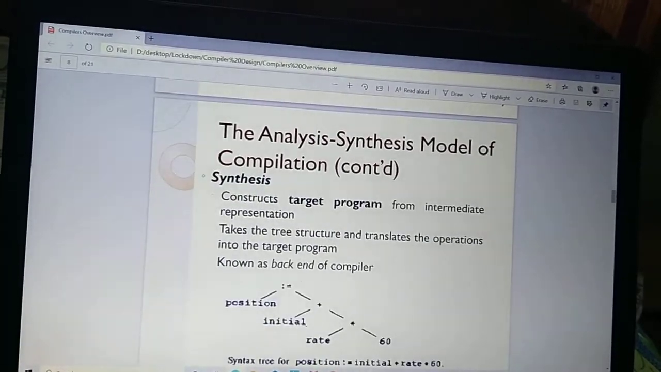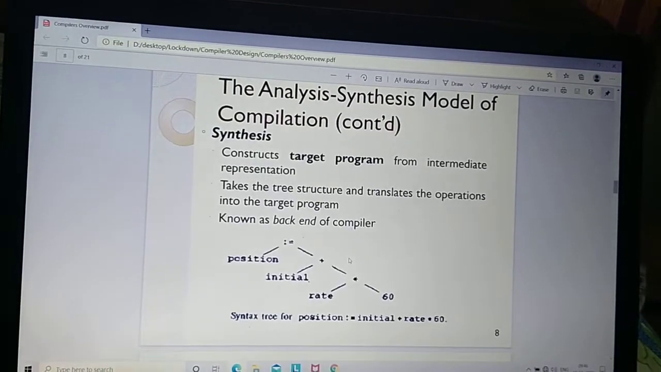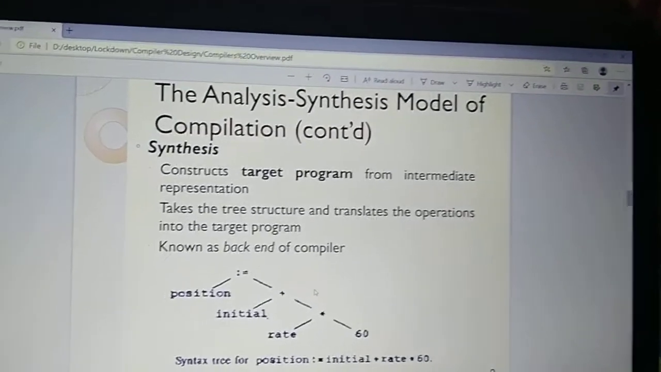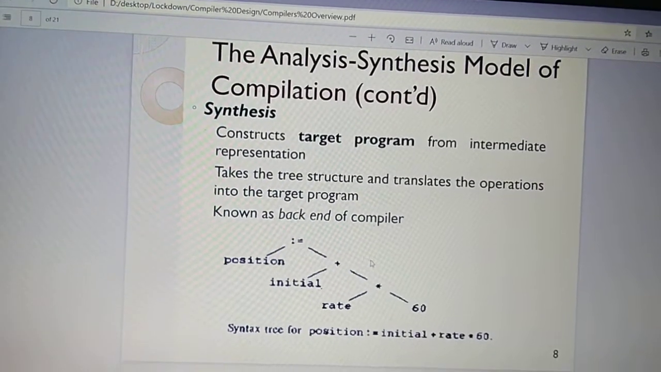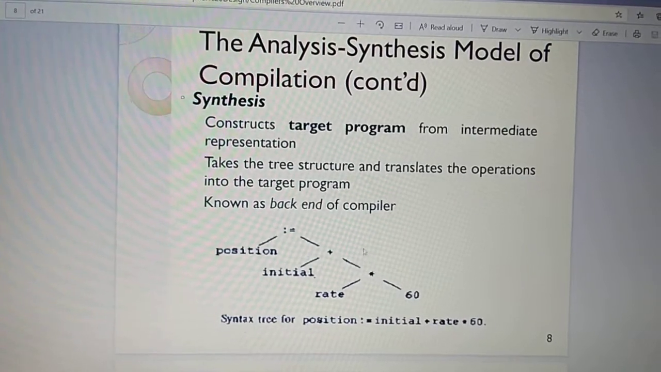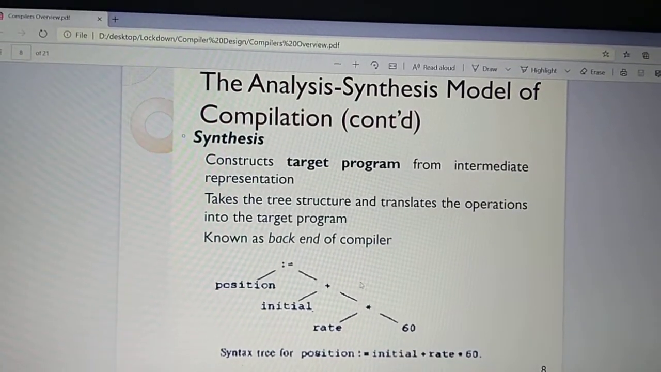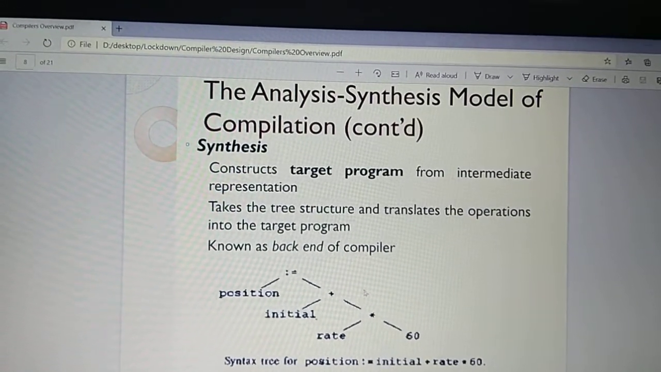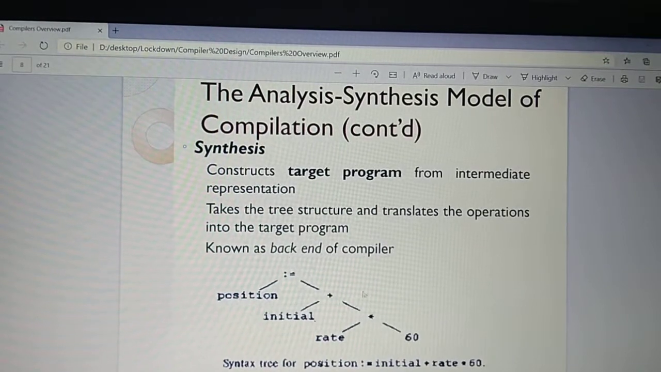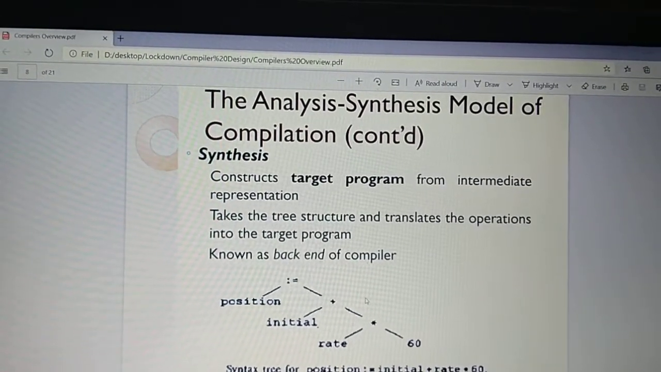Now, the last three phases are known as the synthesis phase. The synthesis phase constructs the target program from the intermediate representation. It takes the tree structure and translates the operations into the target program. The synthesis phase is also known as the back end of compilation.